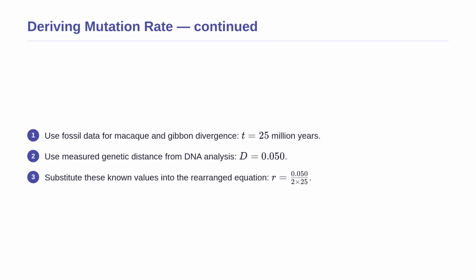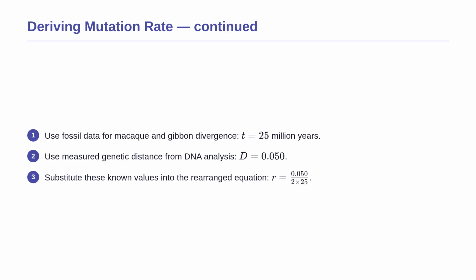Now that we have rearranged the formula, let us apply it to real fossil data to continue our derivation. Paleontologists have discovered a well-dated fossil showing that Old World monkeys, like macaques, and apes, like gibbons, diverged exactly 25 million years ago. This gives us our time, T. Geneticists analyzed their DNA and found a genetic distance of 0.050, which gives us D. We plug these known values into our newly rearranged equation.